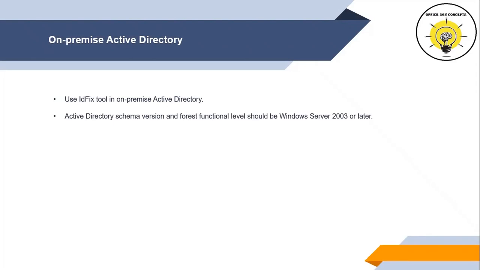In on-premise Active Directory, we need to run the IDFix tool so that duplicate objects can be identified. The Active Directory schema version and forest functional level must be Windows Server 2003 or later. If you are planning to use the password writeback feature, then the domain controller must be on Windows Server 2012 or later.